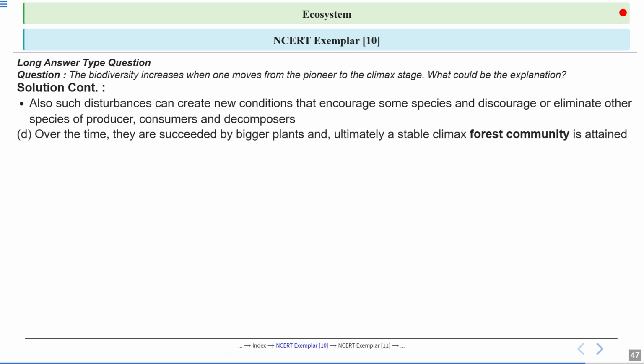Now, moving on, we see that over time, smaller plants are replaced by larger ones, leading to a stable climax forest community. It highlights that a climax community remains stable if the environment doesn't change. This stability is crucial, much like a well-established city that thrives as long as its infrastructure and resources remain consistent.